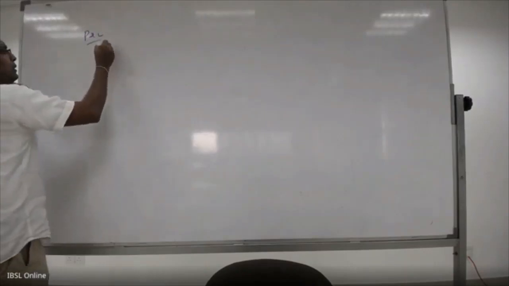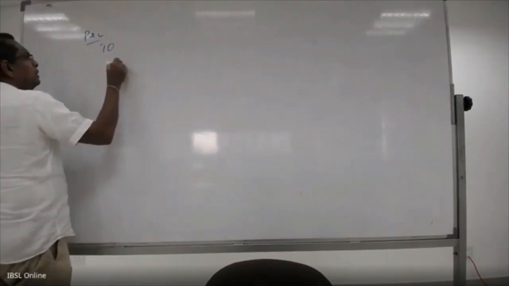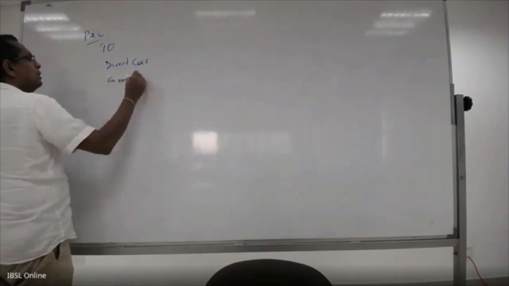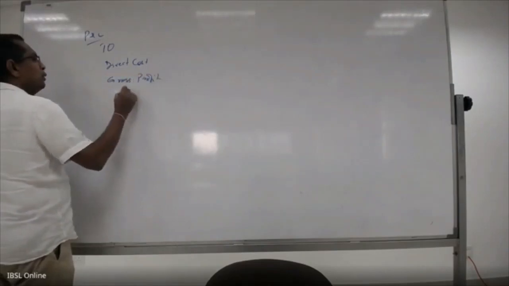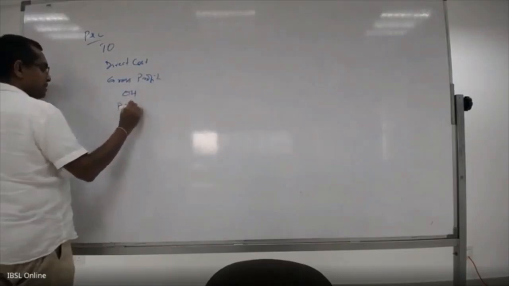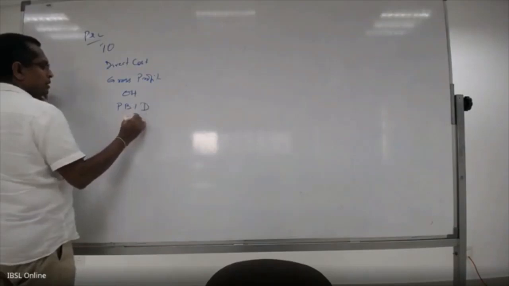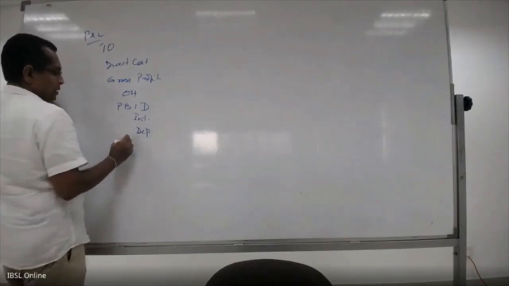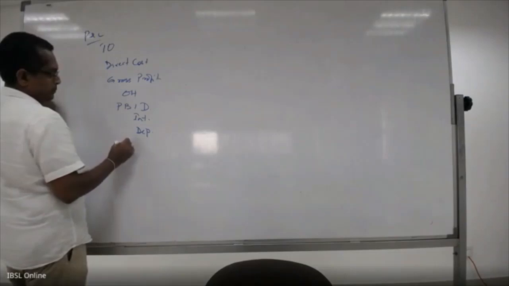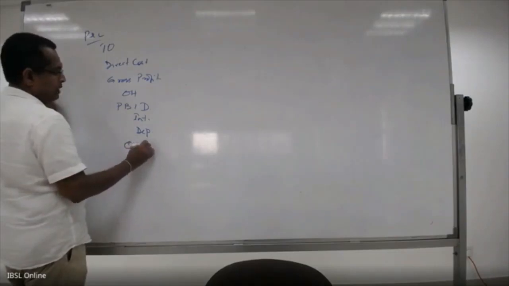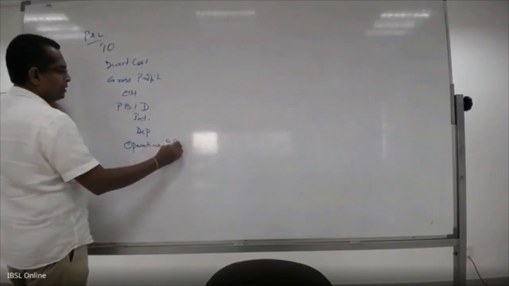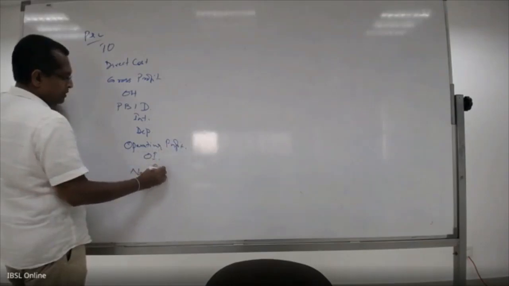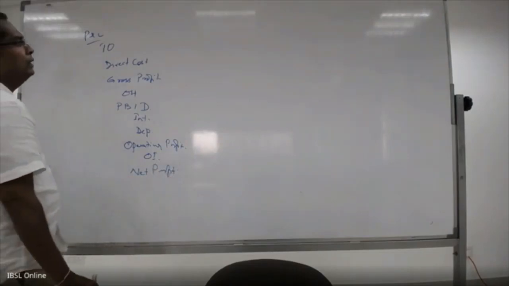P&L: turnover, direct cost, gross profit, overheads, profit before interest and depreciation, interest, depreciation, operating profit, other income, net profit. Right?